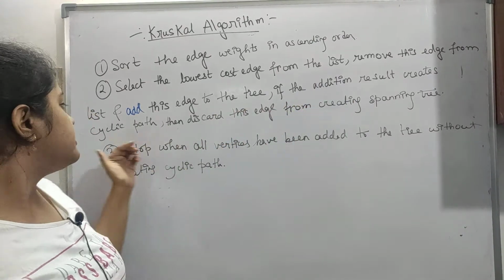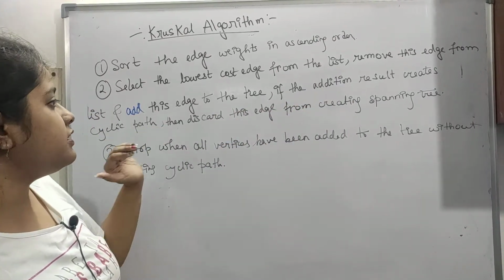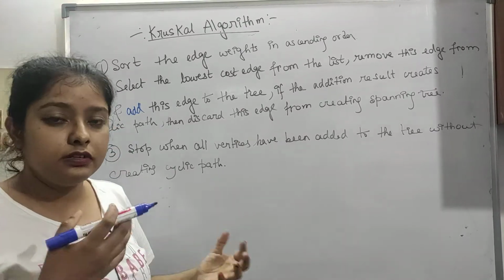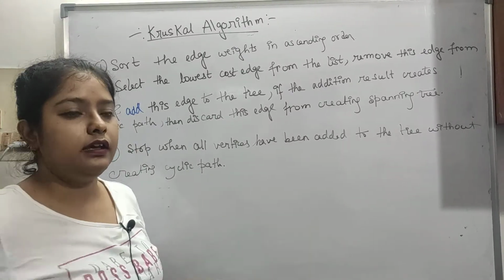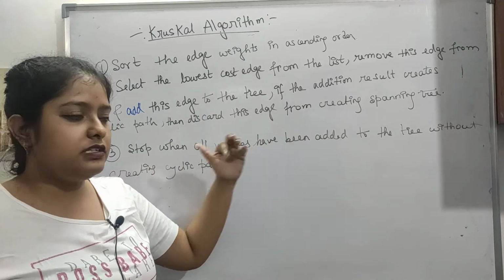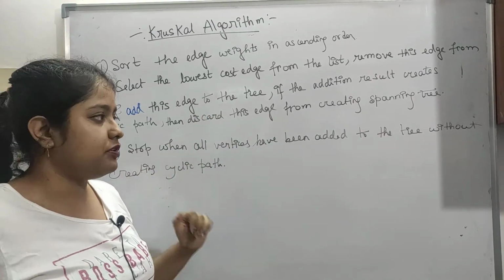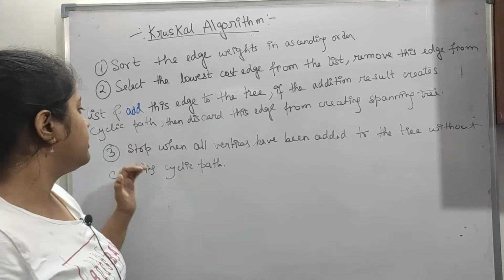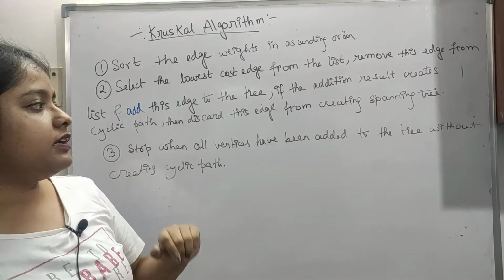If the addition creates a cyclic path, see, we have to check again: if it is not creating a cyclic path, then only we can add that edge to our spanning tree. But if it is creating a cyclic path, we have to discard that edge from the spanning tree.